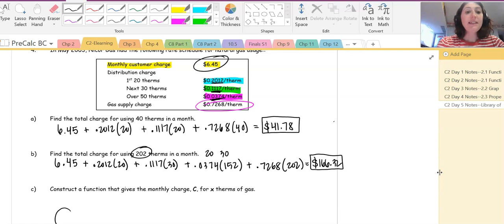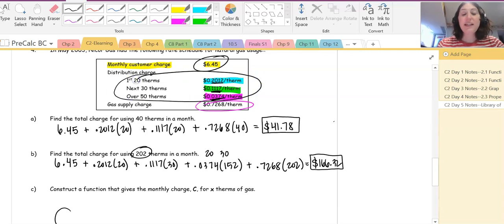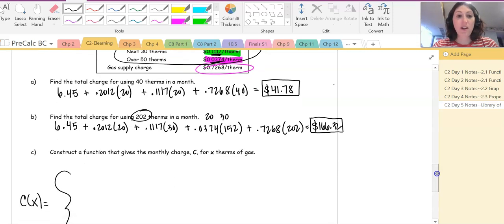So basically, this right here is representing your domain functions. You either can have between 0 and 20 therms. You can have between 20 and 50 therms, right? Because it says next 30. Or you can have more than 50 therms. That's representing your 3 different branches.